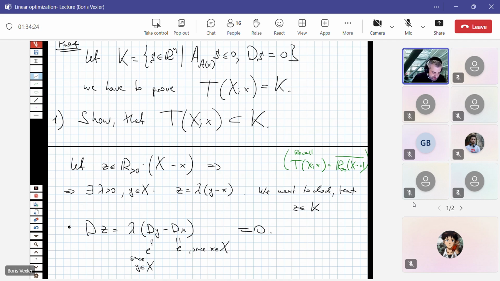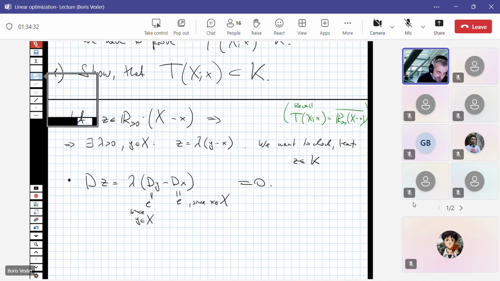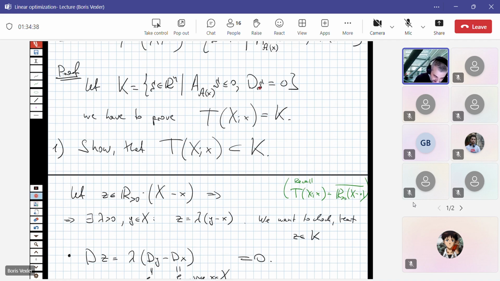What is happening now? Yes. Okay. Now, what about the second condition? Okay, therefore we checked this condition. Yes, this condition for Z is fulfilled.